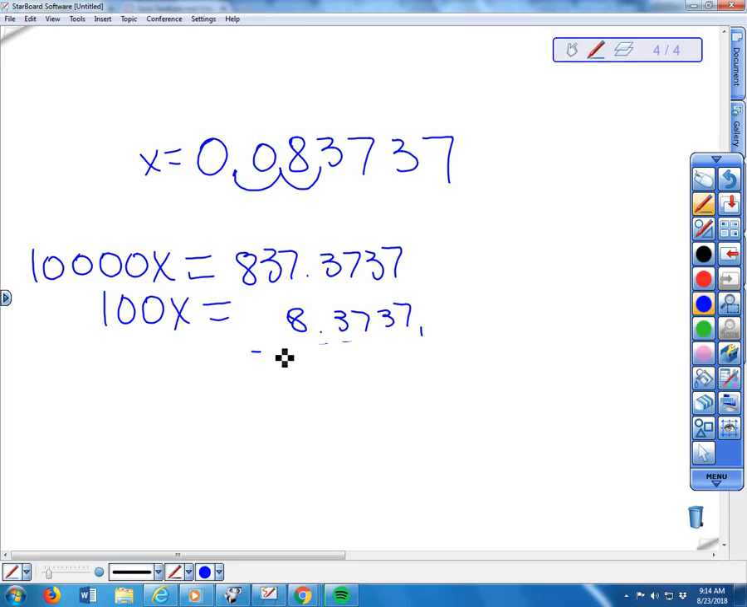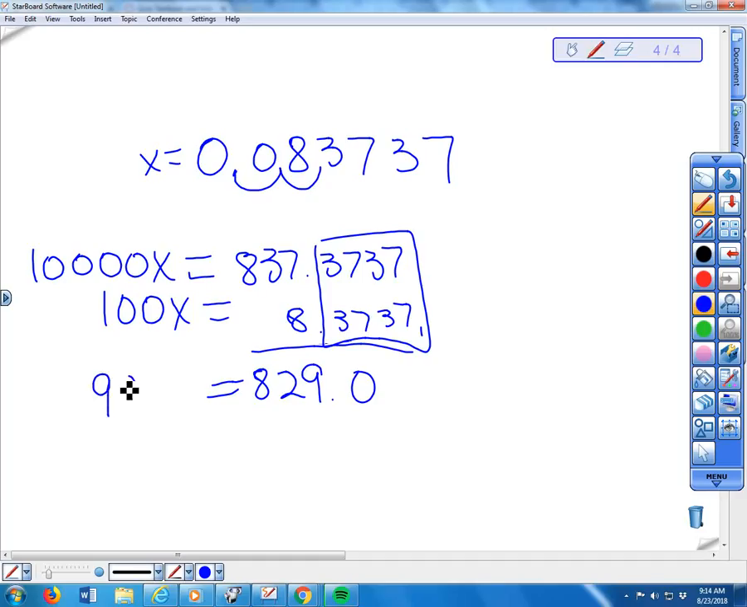Again, my ultimate goal is to get these to be identical. So when I subtract, I get 0. Okay? So 37 minus 8 is 829.0. 10,000 minus 100 is 9,900. Right? If you need to use the calculator to do it, that's fine.